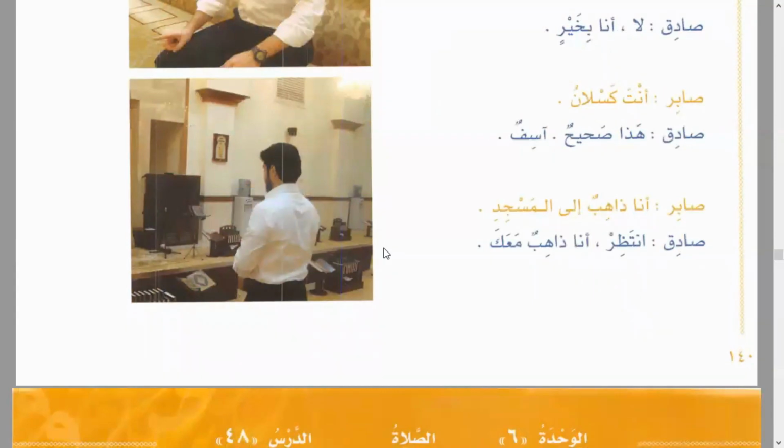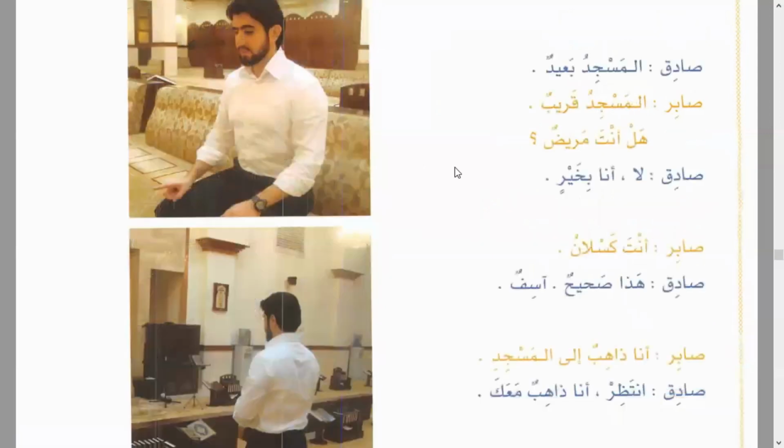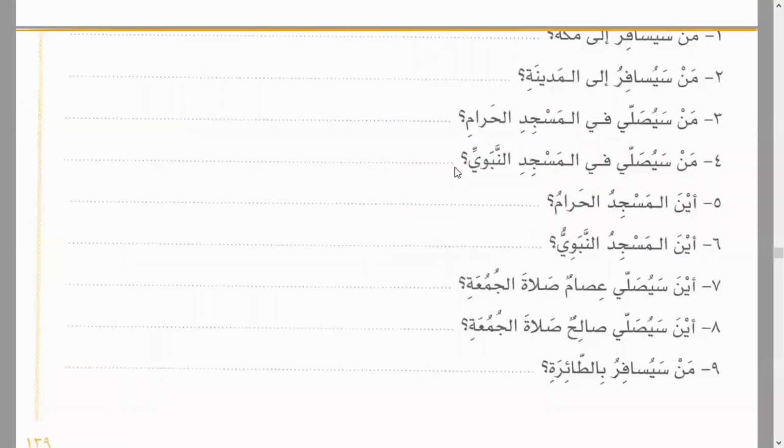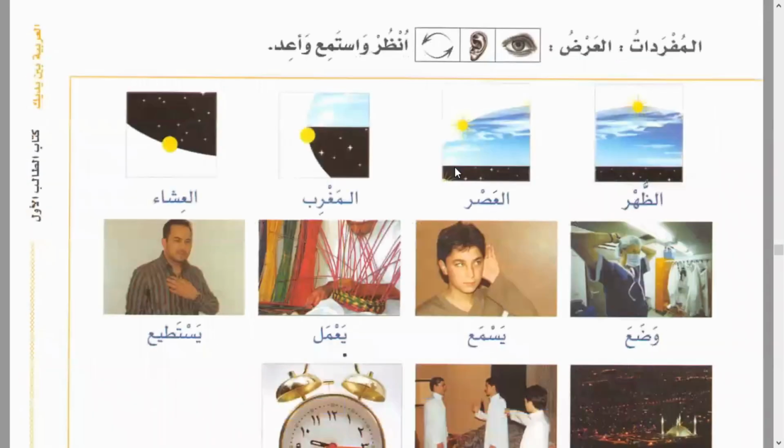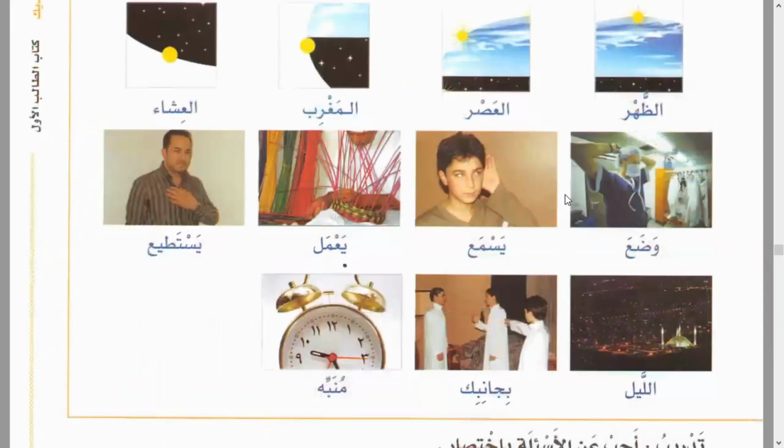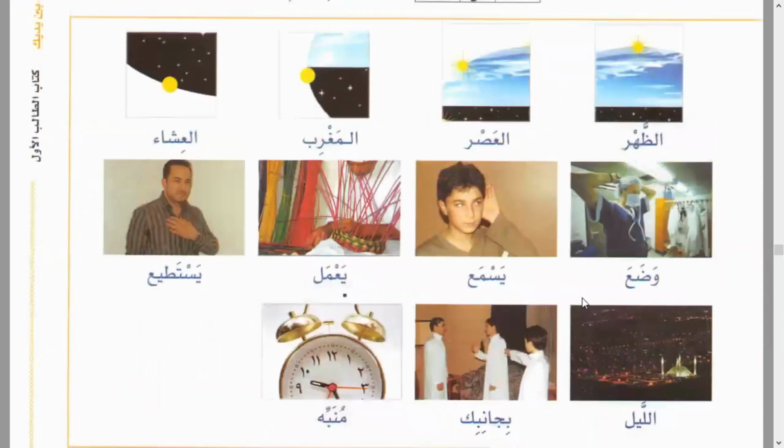الوحدة السادسة الصلاة. الدرس 32. المفردات. انظر واستمع وأعد. مفردات, vocabularies. الفجر. Al-Fajr is the prayer, Fajr. Al-Fajr.